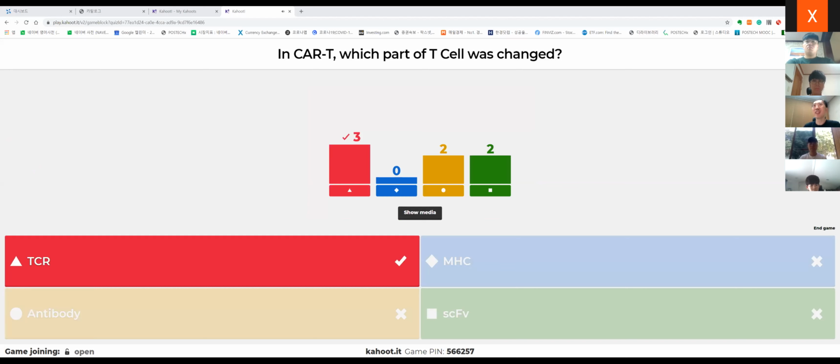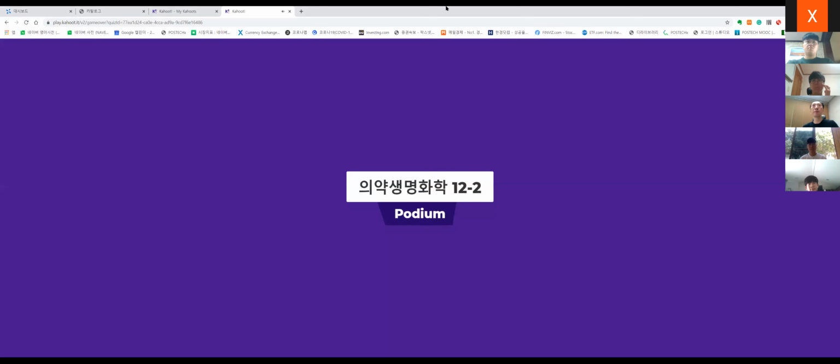Okay. In CAR T, chimeric antigen receptor T cells, the changed part is the TCR. The T cell receptor was changed with what? scFv. Usually the scFv was replacing the TCR. Originally, the position was the TCR. If TCR does not work properly, then we introduce a different binding motif, antibody mimicking scFv. That's the CAR T concept. Okay, so this is all we have today.